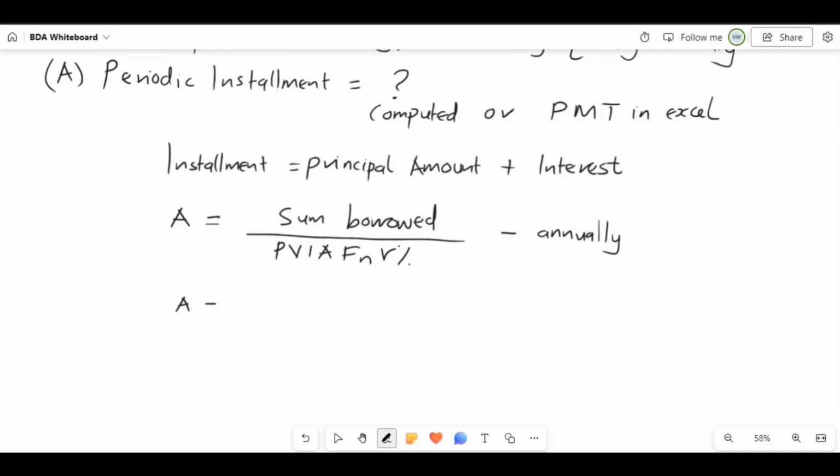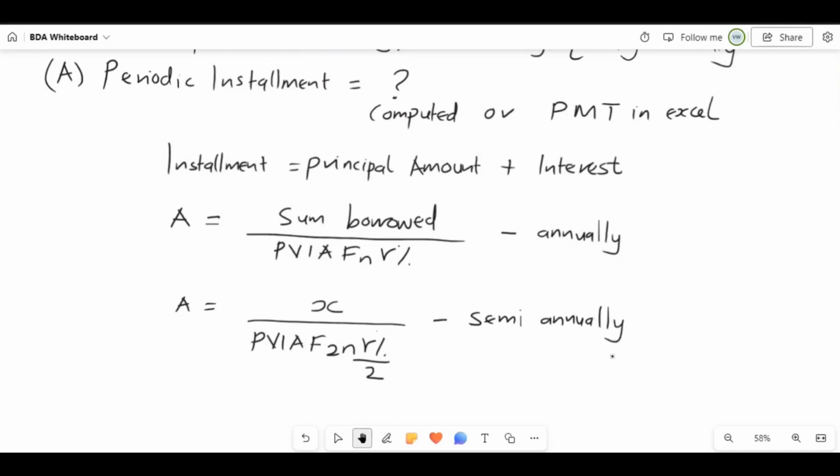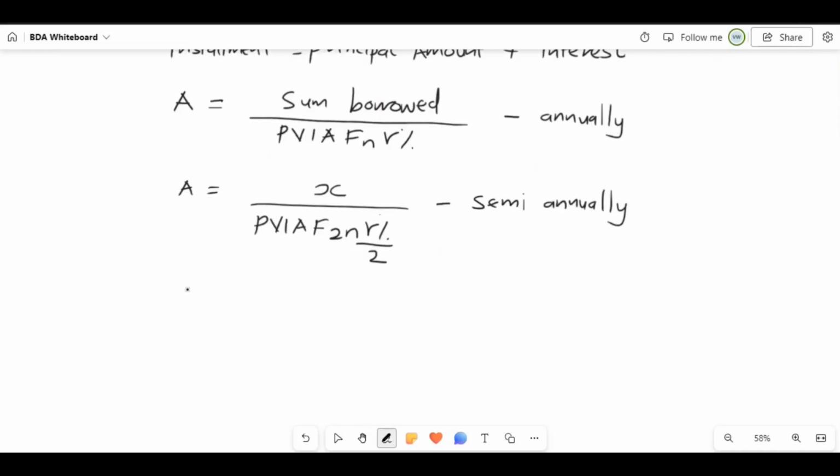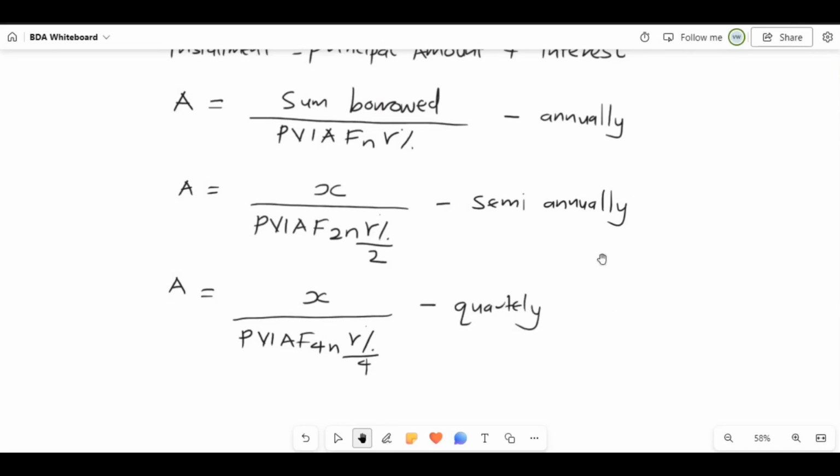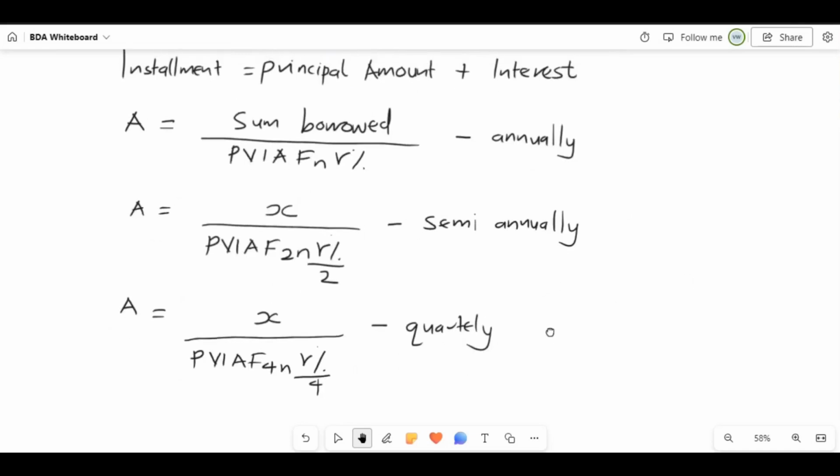But if the term of the loan is semi-annual, then we have the sum borrowed, X, divided by the present value interest annuity factor, this time with 2N and R% divided by 2. In the same way, where the term of the loan is quarterly, we use the present value interest annuity factor with 4N and R% divided by 4. That is how we've been computing it in class.